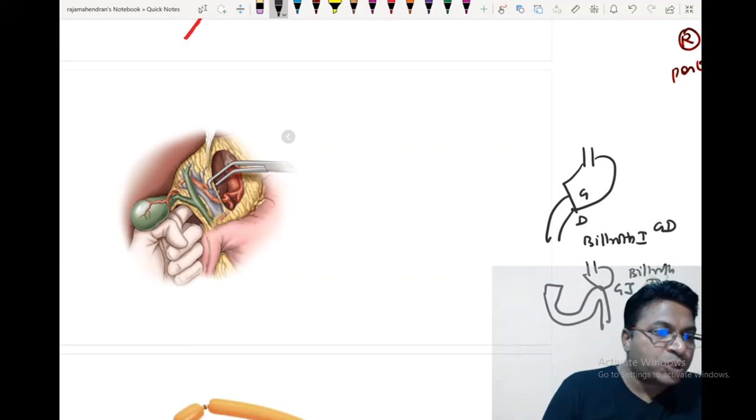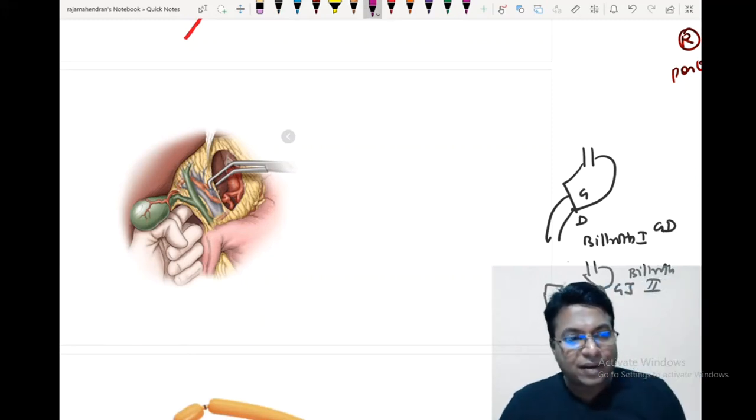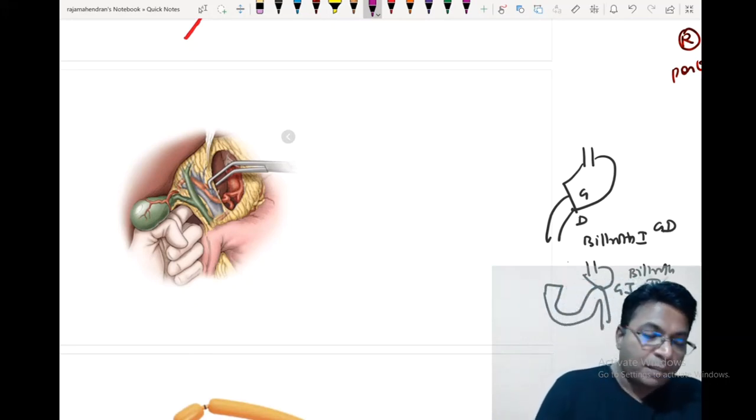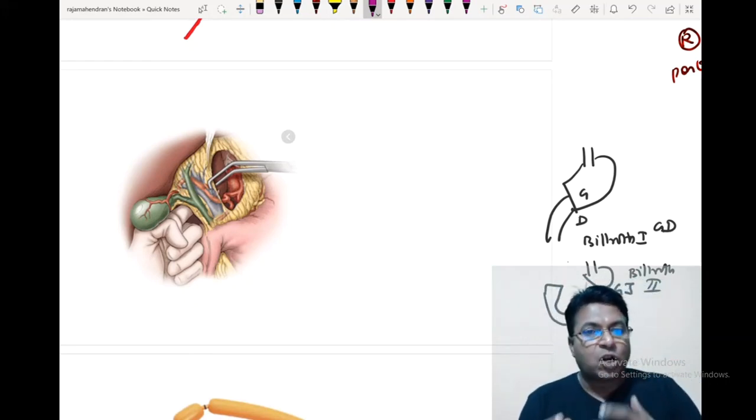So what is this maneuver shown here? Roux-en-Y you can do anywhere. It is a type of reconstruction. There is no strict protocol. Anywhere you want you can do Roux-en-Y, any type of reconstruction. But Roux-en-Y has the better advantage of no bile reflux.